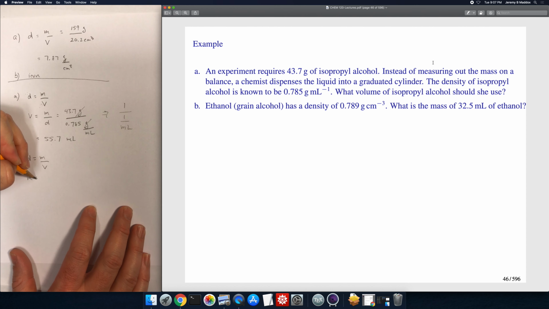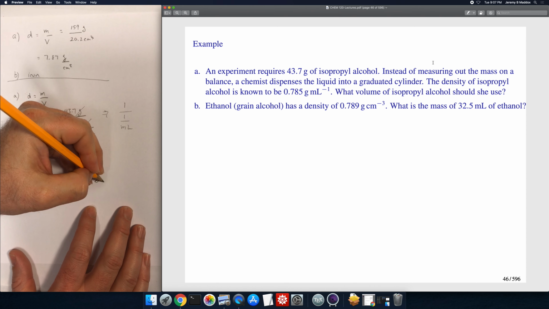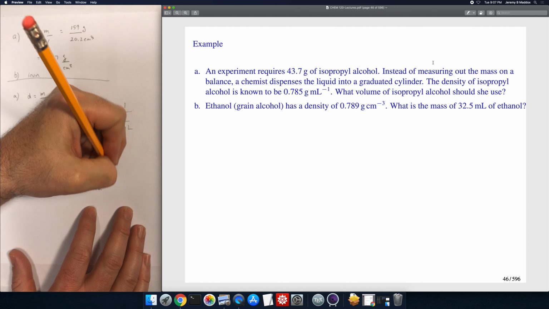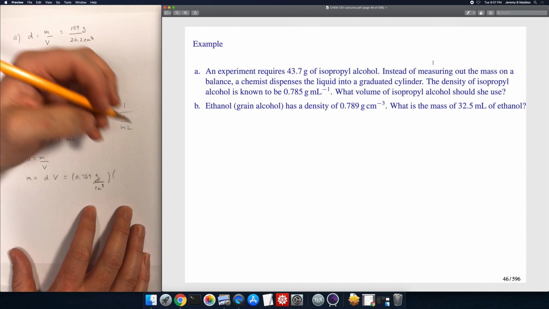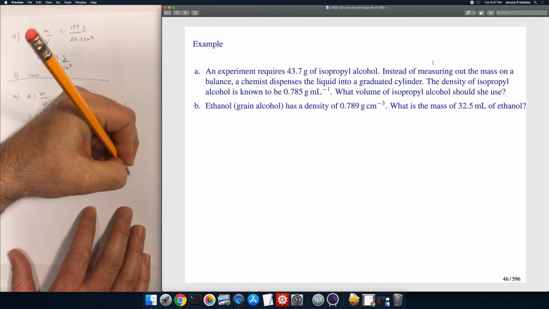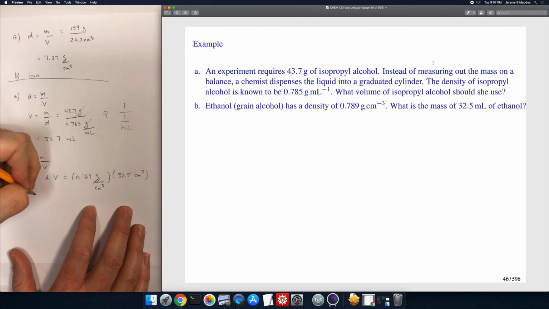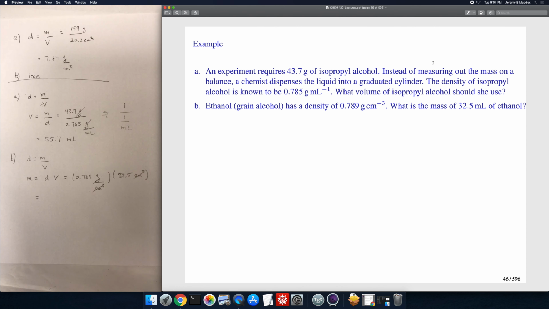And so I'll rearrange this equation as density times volume. Plug in the density, 0.789 grams per cubic centimeter, and then we'll multiply by that volume. Recall that 1 milliliter is equal to 1 cubic centimeter, so 32.5 milliliters is also 32.5 cubic centimeters. You'll see that those cubic centimeters are going to cancel out, and we're going to be left with grams.